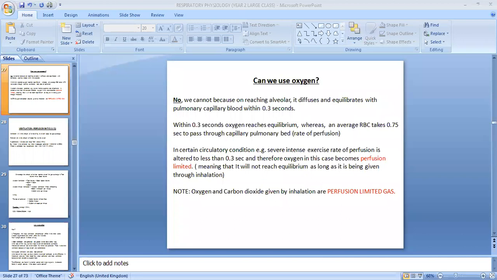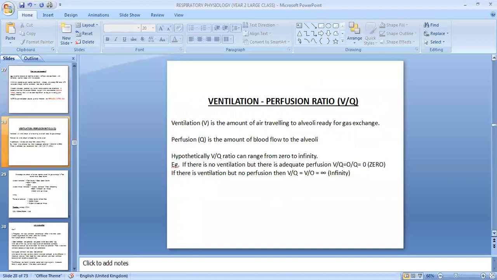Very well. With that, I want us to get to a concept that is very, very important also. That is the ventilation perfusion ratio, VQ ratio. Ventilation, denoted V, is the amount of air traveling to the alveoli ready for gas exchange. And perfusion, denoted Q, is the amount of blood flow to the alveoli.